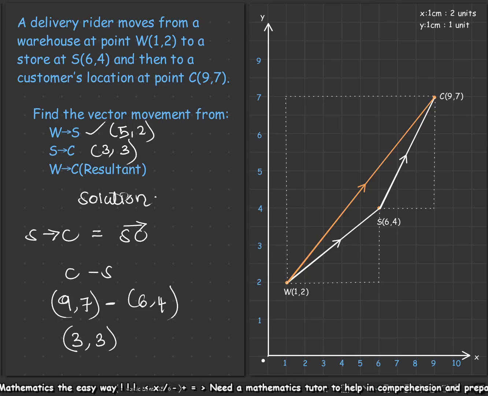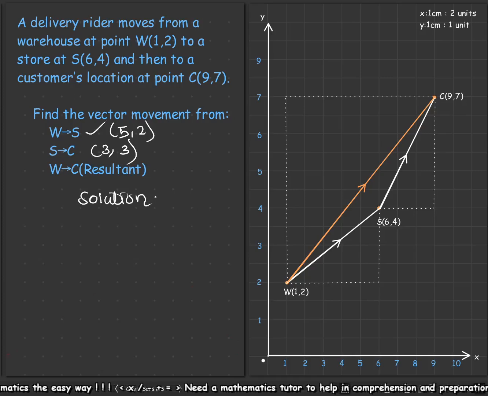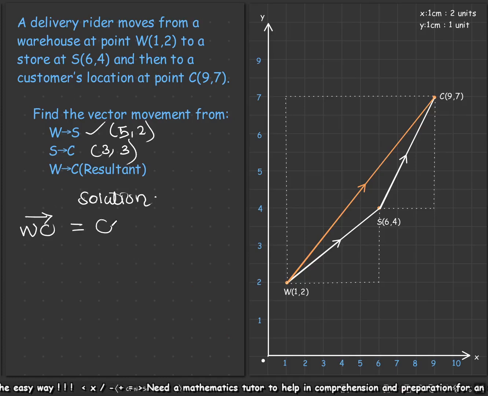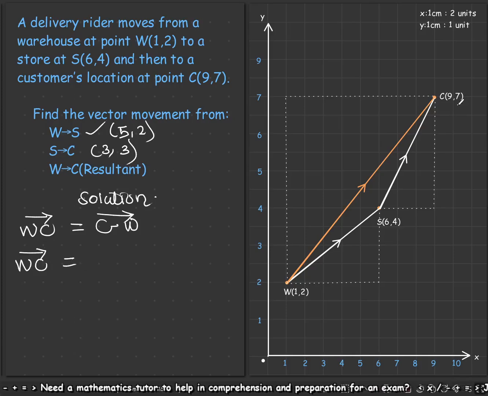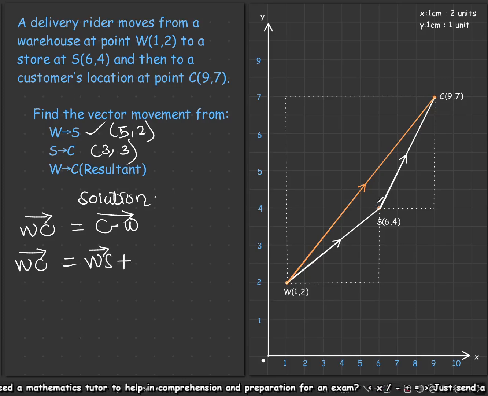You see. Now the last one, that is WC. It's simply C minus W. You see. Or using resultant vector, our WC, that is the resultant of all this movement, would be W to S plus S to C.